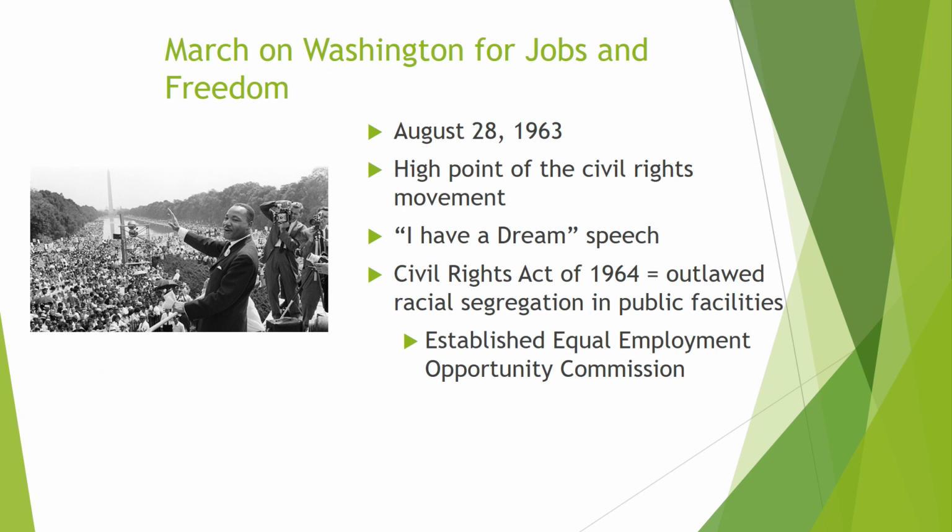1963 is often considered to be the high point of the civil rights movement because of the March on Washington. On August 28, 1963, the March on Washington for Jobs and Freedom was the largest civil rights demonstration in American history. It's estimated that as many as 250,000 people gathered at the National Mall.